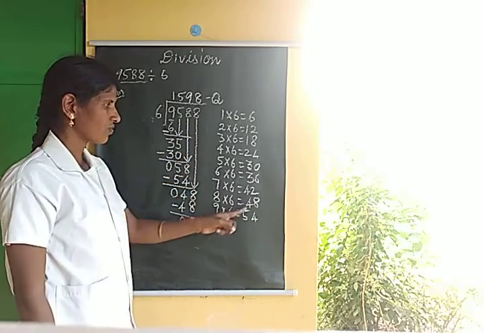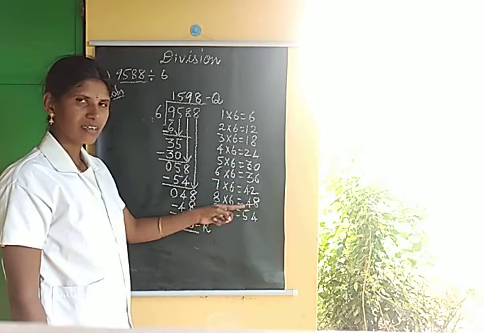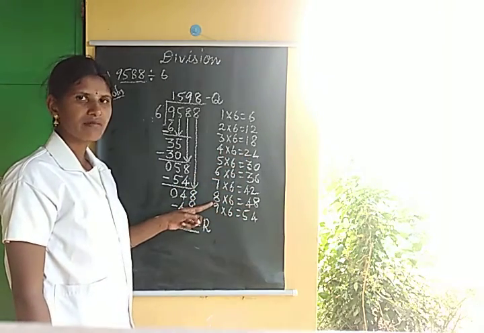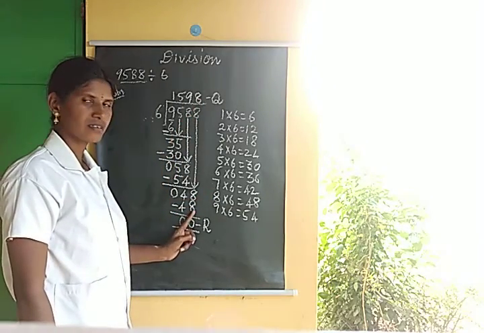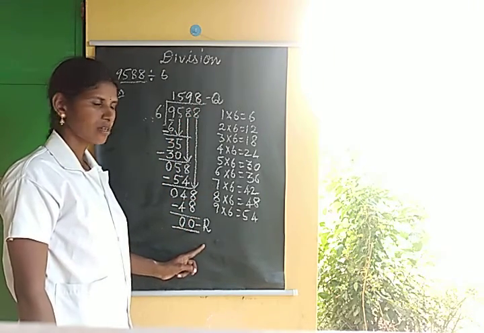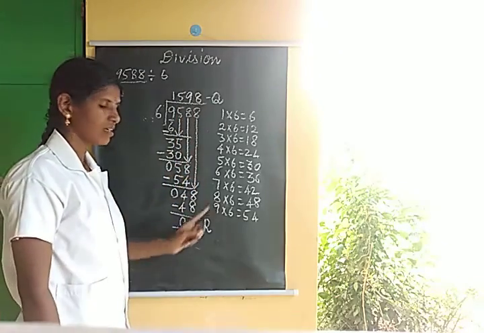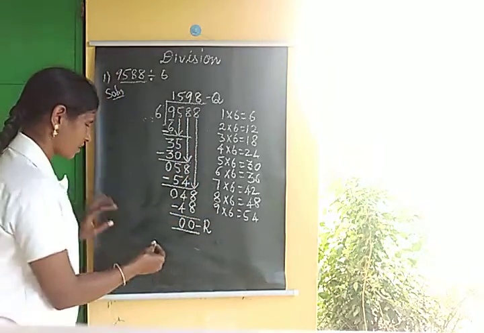48. So is 48 there in the answer? Yes, it is there. How many times? 8 times. 8 6s are 48. The remainder is 0. So now the quotient and remainder we can take and write separately.